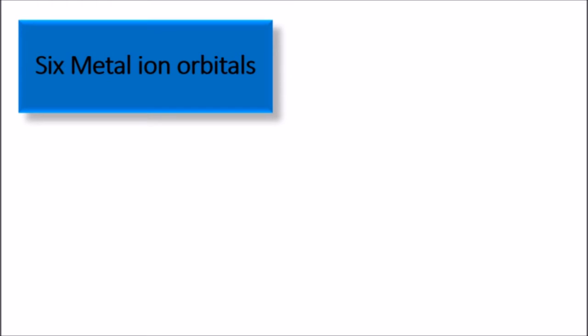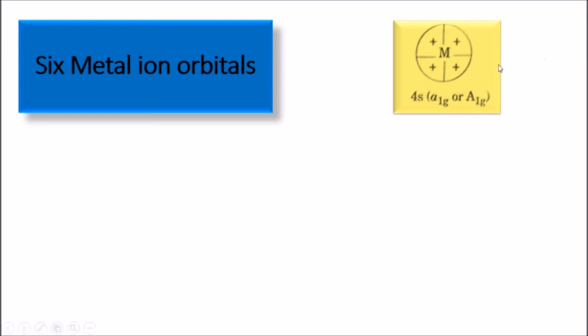The 6 metal ion orbitals. This is the first one. For s, that is A1g, as I have already told you, it spreads in all the axes equally, so there is positive overlapping in all directions.